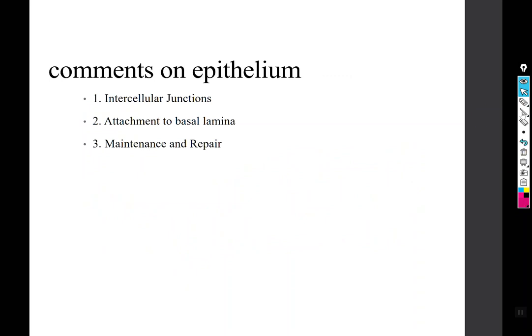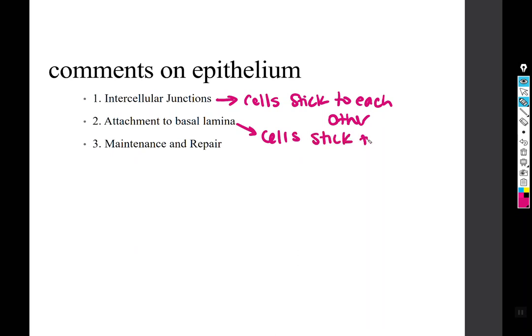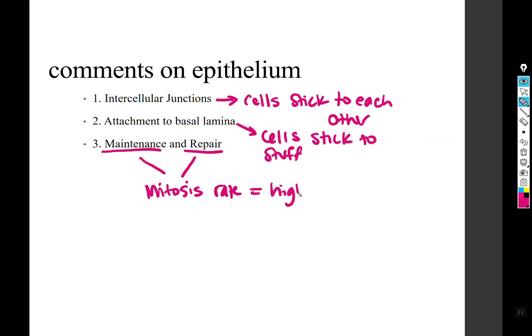Okay, so some general stuff about epithelia. They rely on intercellular junctions to stick to each other. So those cells of the highly cellular membrane stick to each other. They have an attachment to a basal lamina, so that's how cells stick to stuff. And they are involved in maintenance and repair. So this is a high mitotic rate.